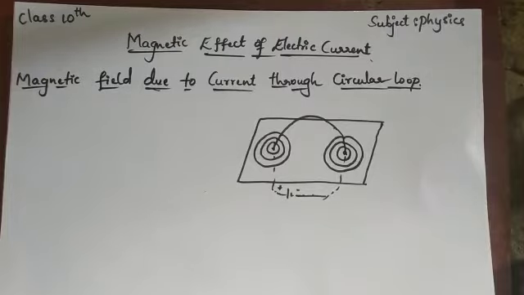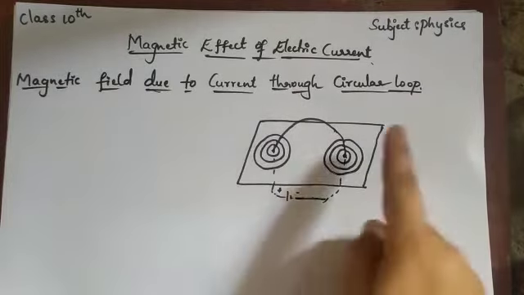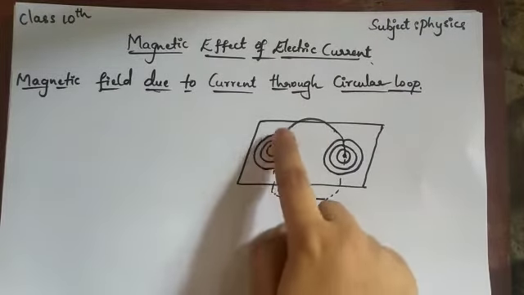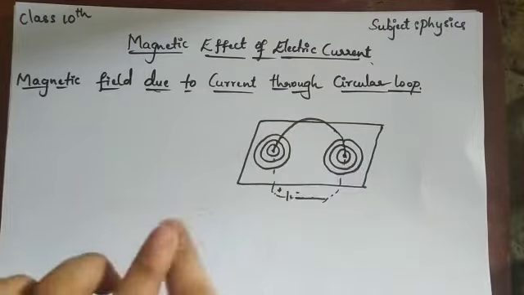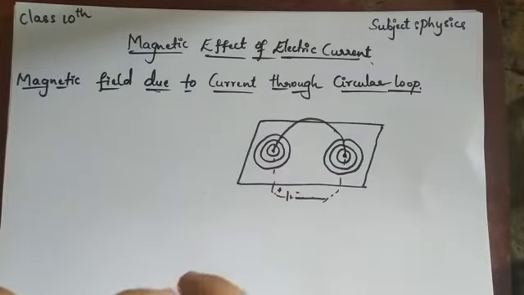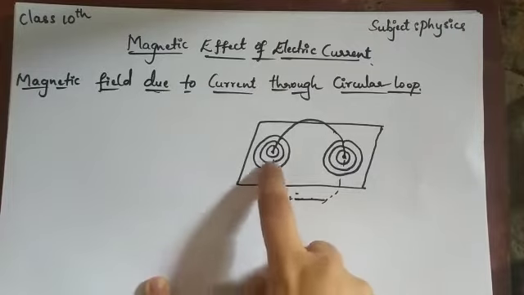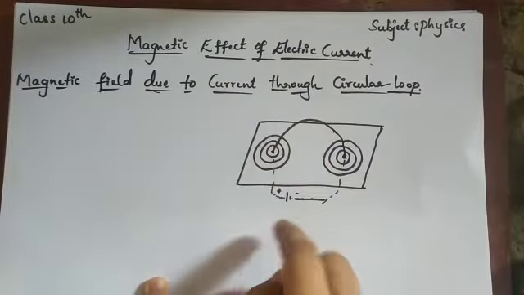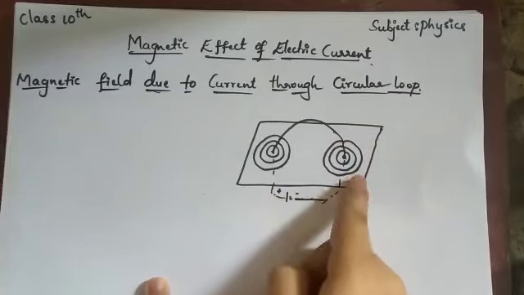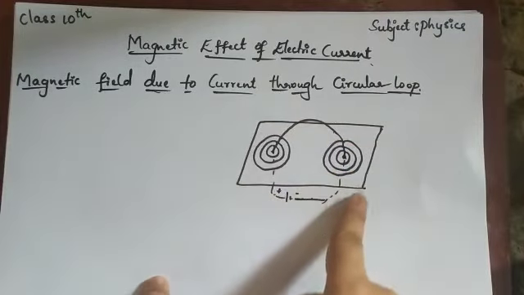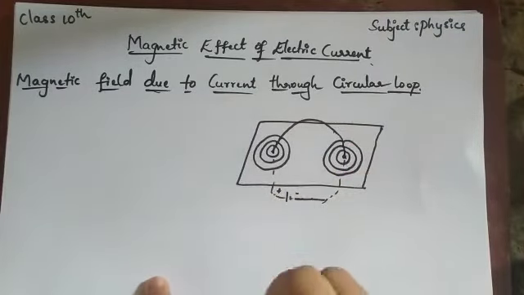So here we have considered the magnetic field due to a current through a circular loop. I have taken one cardboard sheet and bent the straight conductor in a circular way, and the current is passed through it. The positive side is here, so the current is flowing in this direction. That means the current is flowing in a clockwise direction.